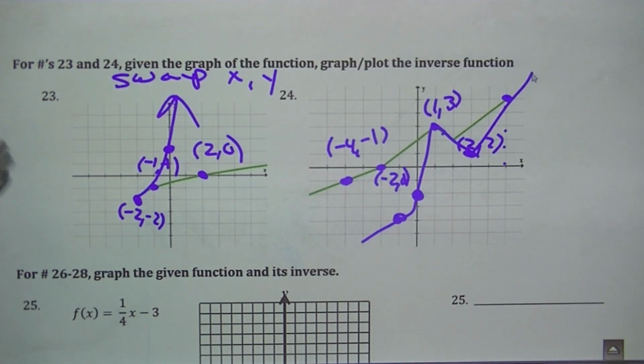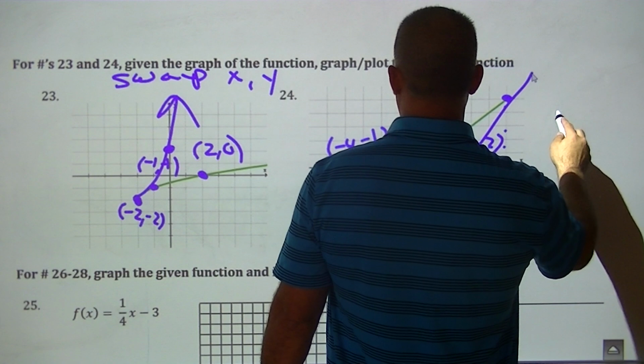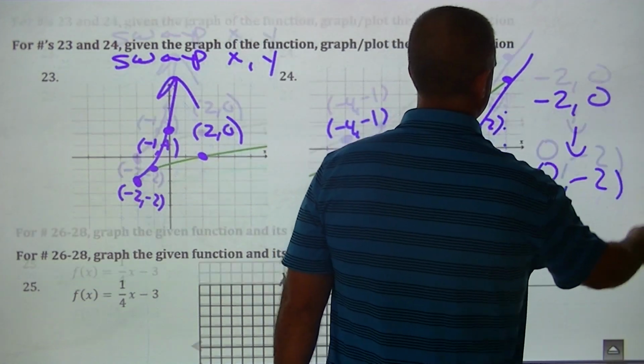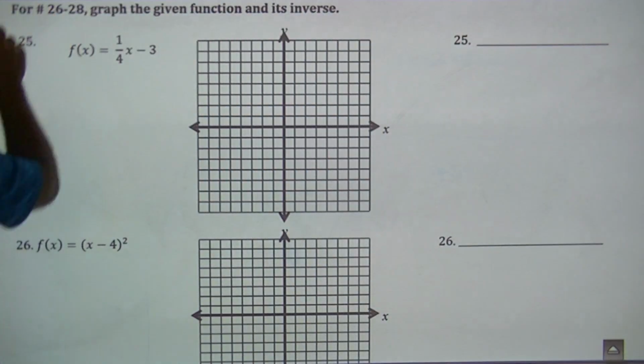All right? So it's like a flip. Swap the x and the y values. So if you've got (-2, 0), that would become (0, -2). Okay? All right, how many pages we got left here? I think this is the last page.